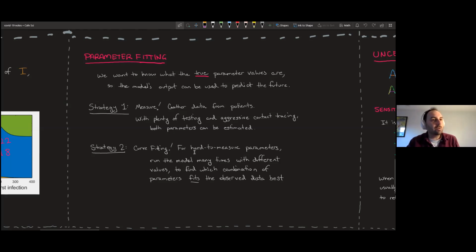So strategy 2 is curve fitting. What you do in curve fitting is you basically try getting outputs like what I just showed you. You run the model a bunch of different times, millions of times with different parameter values. And you just see which combination of parameter values gives you output that's closest to what you're actually seeing. And that process is called parameter fitting.